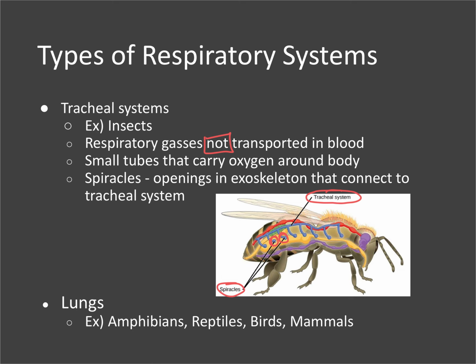And then the majority of this unit, we are going to be focusing on lungs, which are found in amphibians. So amphibians have lungs, but they also can do gas exchange across their skin. Reptiles, birds, and mammals also have lungs.